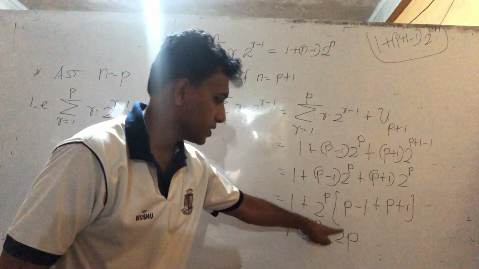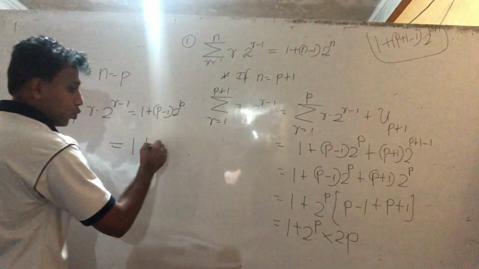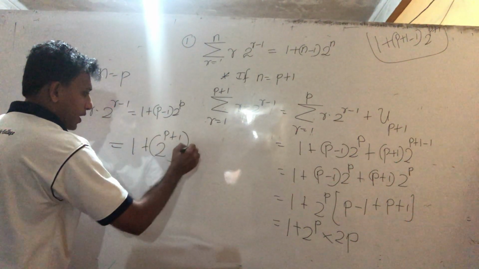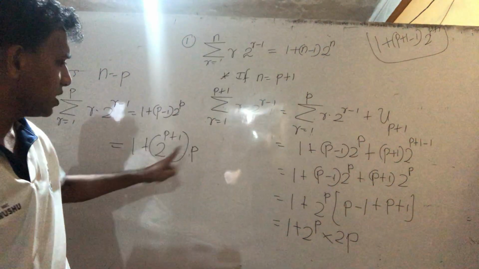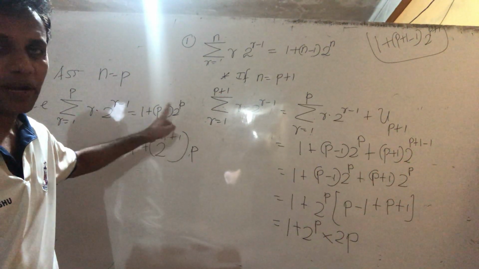Here 2, here you see these two bases are same, therefore sum the power. 2 to the power p plus 1 into another p. Actually this is the answer, see there 1 available. Plus 1 minus 1 cancel, p available, remaining is there.